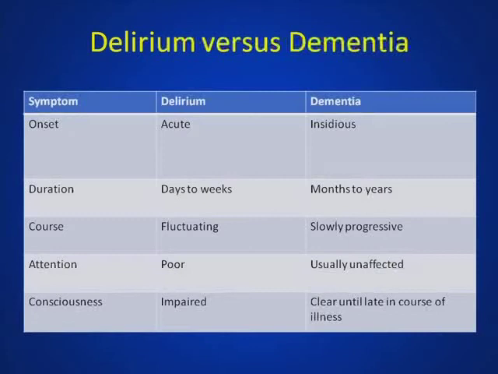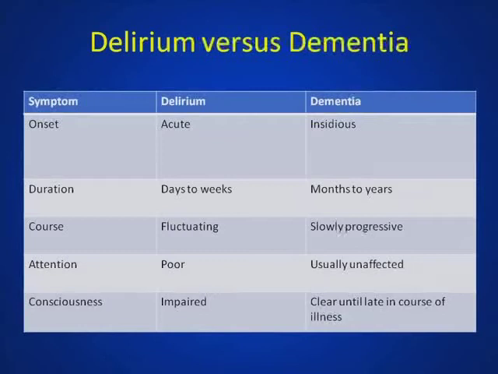In looking at the difference between delirium and dementia, these may be helpful in allowing you to distinguish as you continue on in your careers. The onset of delirium is acute, while dementia insidious. Delirium may come on from days to weeks, while dementia months to years. The course of delirium is fluctuating, while dementia is slowly progressive.